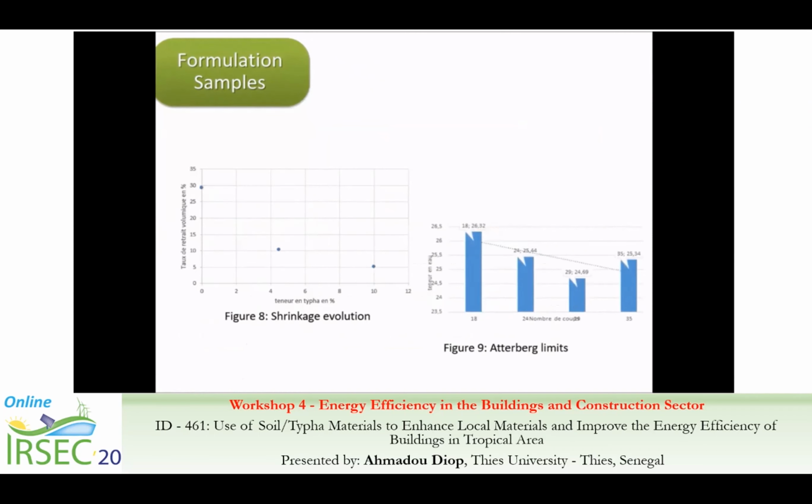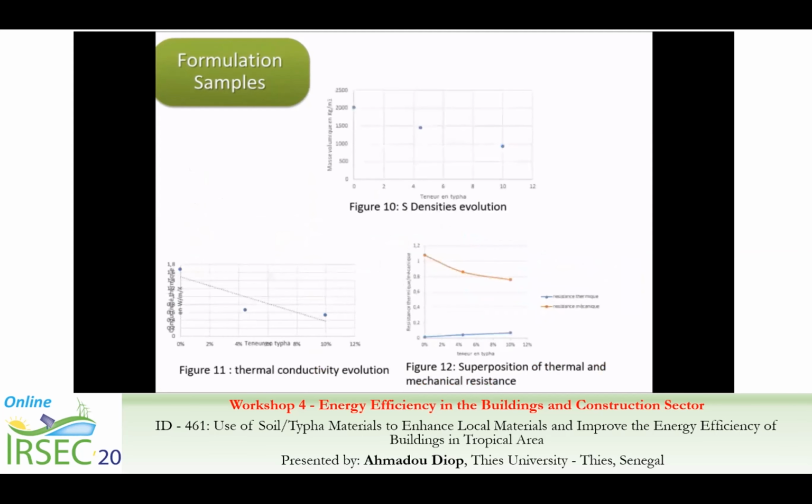The first one is the shrinkage rate. As you can see here, for the soil of Diamniadio alone, it is about 29.19%, but it decreases when we add Typha australis. And the plastic limit is also shown by this curve, and it is equal to 20.47. That means the soil of Diamniadio is plastic.